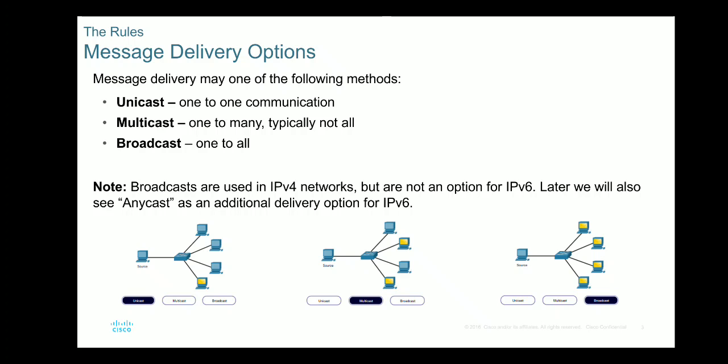So these are the three different types of message delivery options: unicast, multicast, broadcast. Unicast refers to one-to-one communication. Multicast refers to one-to-many communication but not all. Broadcast refers simply to one-to-all communication.